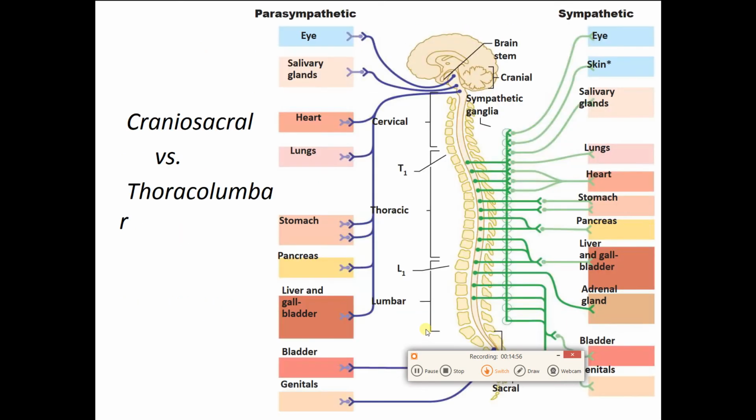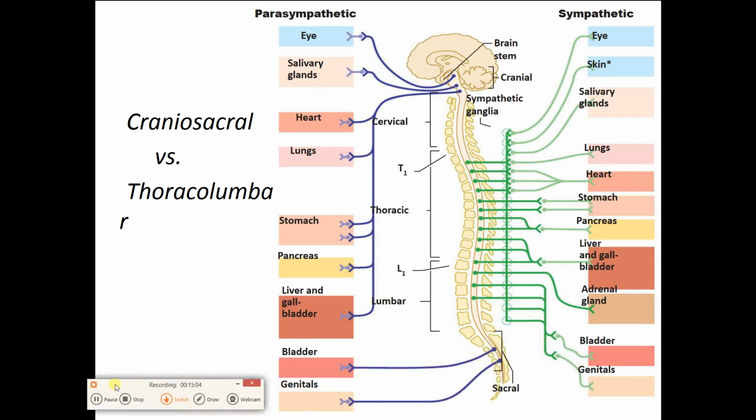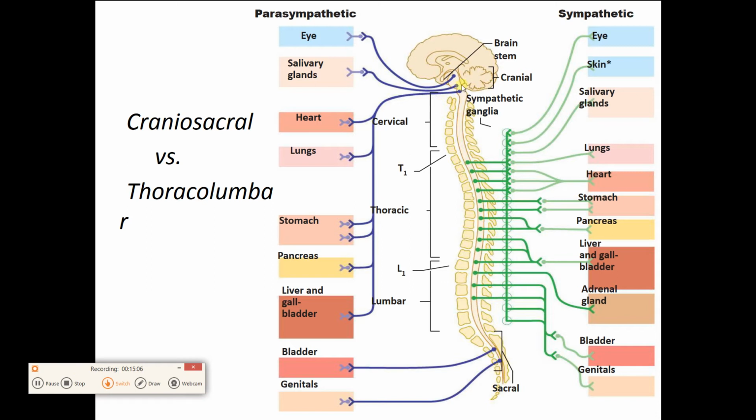Okay, there's actually another pair of nicknames. The parasympathetic division, because its neurons begin in the brainstem and the sacral cord, is known as the craniosacral division. Whereas the sympathetic division, its neurons come out of T1 to L2, as opposed to the brainstem and S2 to S4. So the sympathetic division is known as the thoracolumbar division.